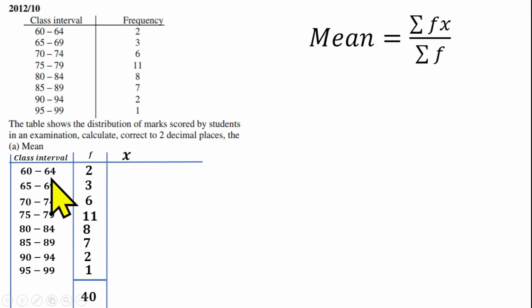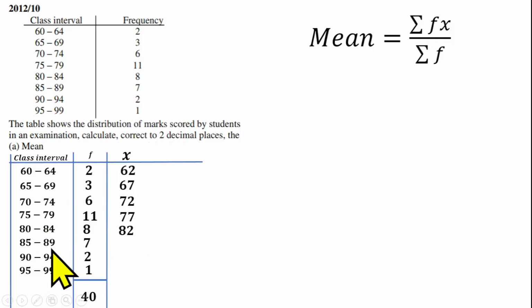60 plus 64 will give us 124 divided by 2, that gives us 62. 65 plus 69 divided by 2 gives us 67. 70 plus 74 divided by 2 will give us 72. 75 plus 79 divided by 2 will give us 77. 80 plus 84 divided by 2 will give us 82.